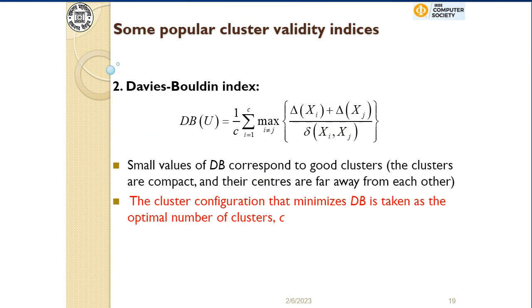Another similar index is the Davies-Bouldin index. In this case, it is actually the reverse one. You have to minimize this DB index. Given this formulation, you see that it's the reverse, where you have the intercluster distance in the denominator. So you have to ensure that the centers are very far away from each other and the clusters are compact. But the formulation ensures that you have to minimize DB to get the optimal number of clusters, the best number of clusters.